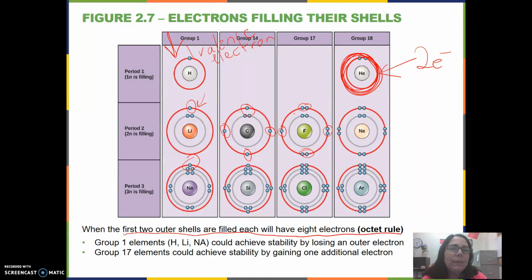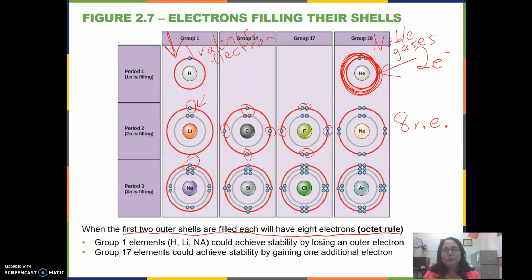And then if they're in group 18, they're either filled with 2, like helium, or all the rest of them have 8 valence electrons. And that means they are stable. So group 18 are called the noble gases, and they are stable because their valence shells are filled.